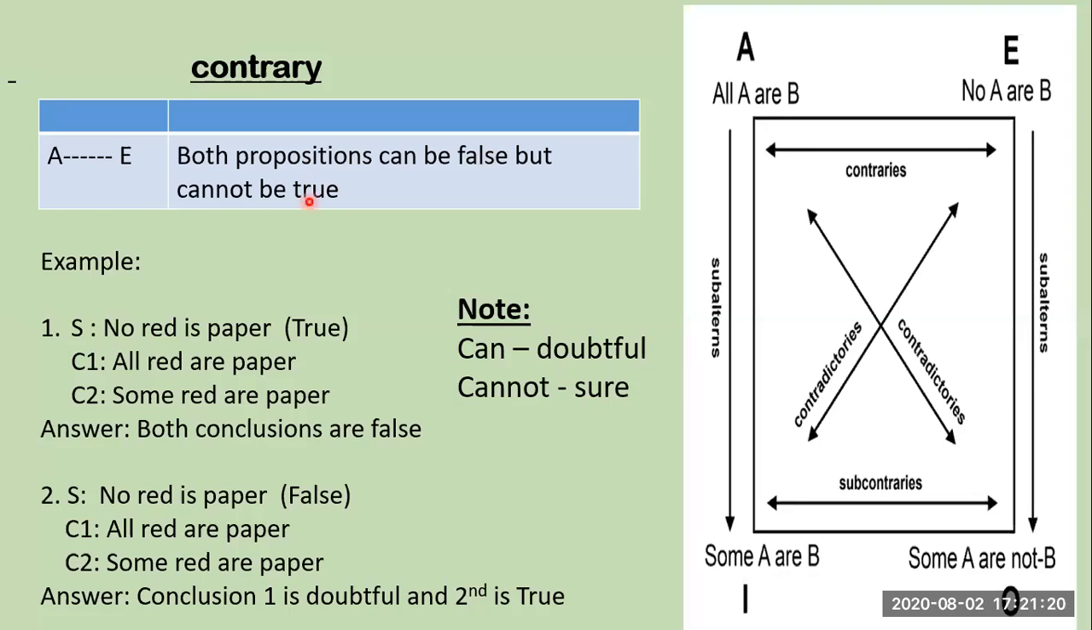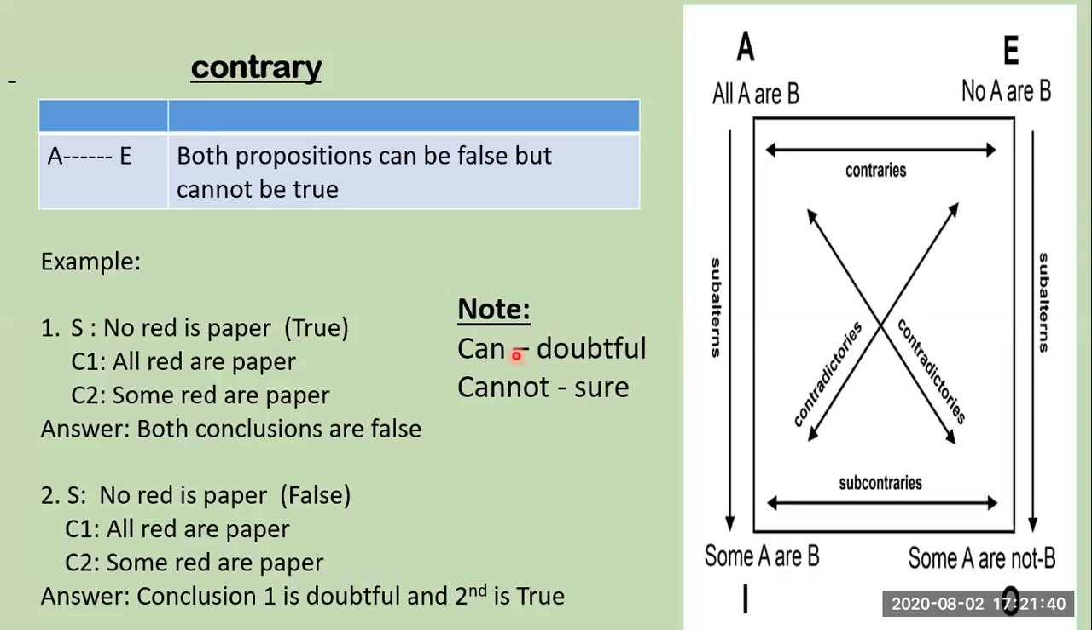Clear? And in your exams there will be an option called doubtful. So how to identify this doubtful? If you're using can, then can is called doubtful and cannot is called sure. While doing practical sums, you'll understand how to use this doubtful and cannot here.